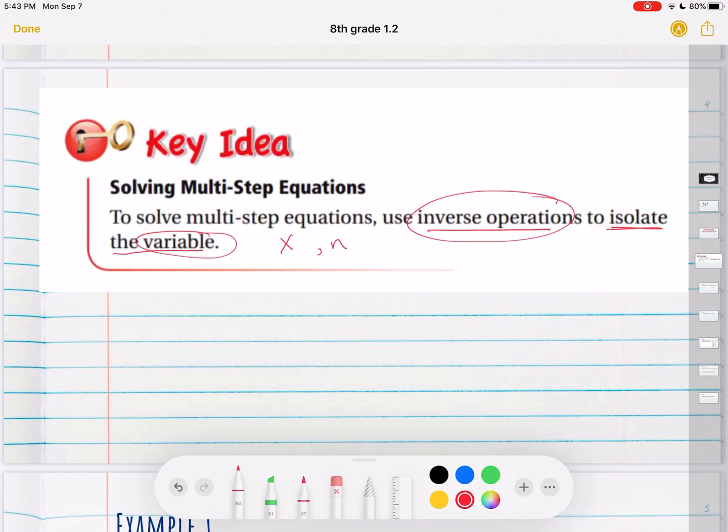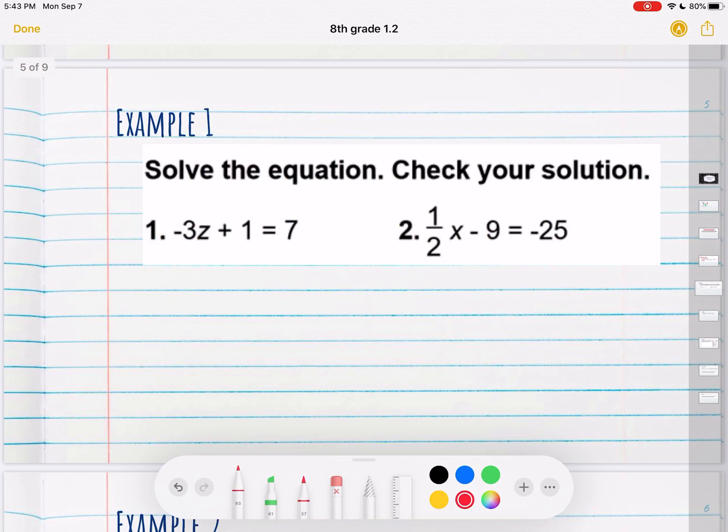So in an equation, if we want to get rid of addition, we subtract. Or if we want to get rid of multiplication, we divide. Now, let's do a couple problems together to illustrate that key idea. So solve the equation, check your solution. So let's start out with negative 3z plus 1 equals 7. Well, I notice right here I have a negative 3 times z that I need to get rid of, and a plus 1 that I need to get rid of to get z, our variable, by itself. Well, which one do I get rid of first?